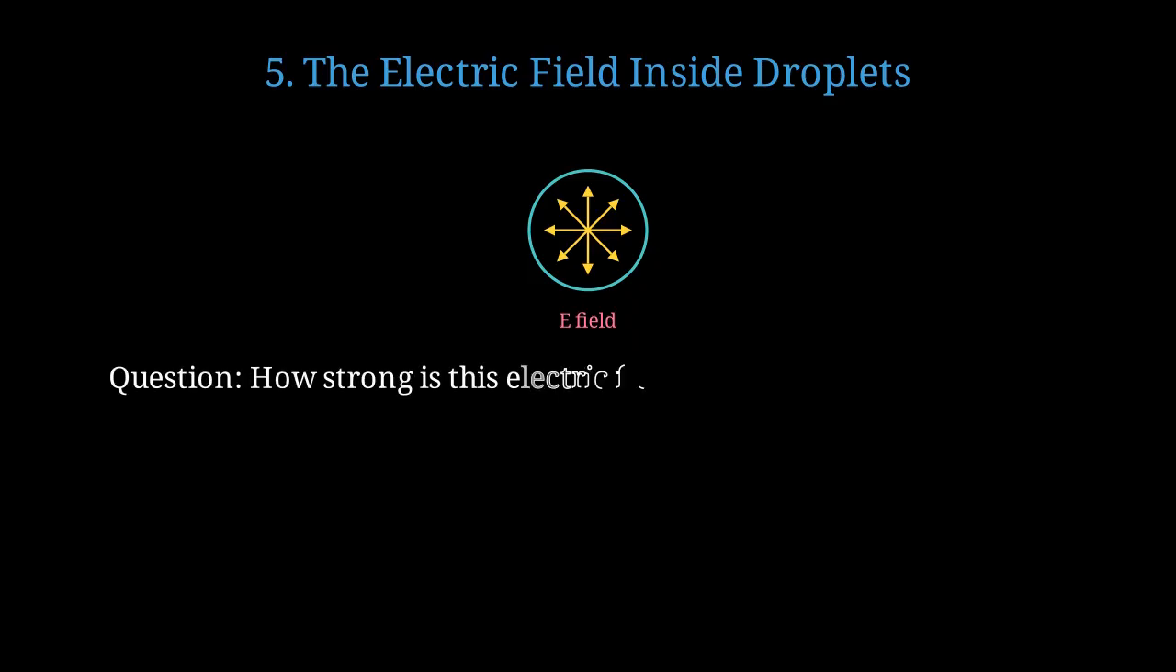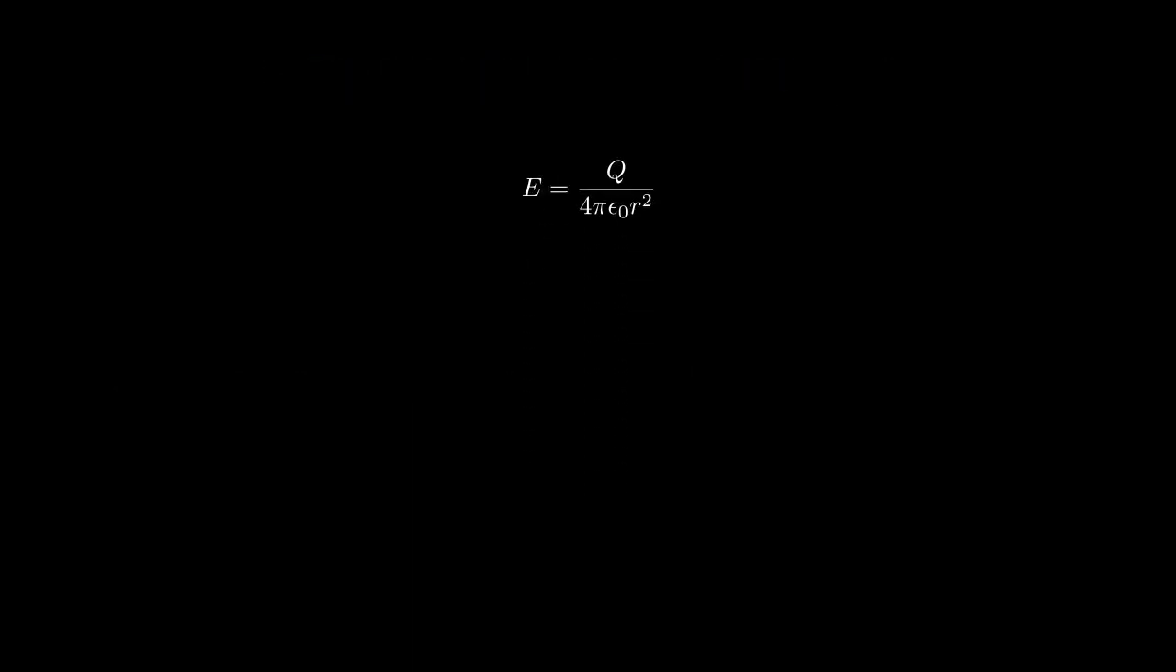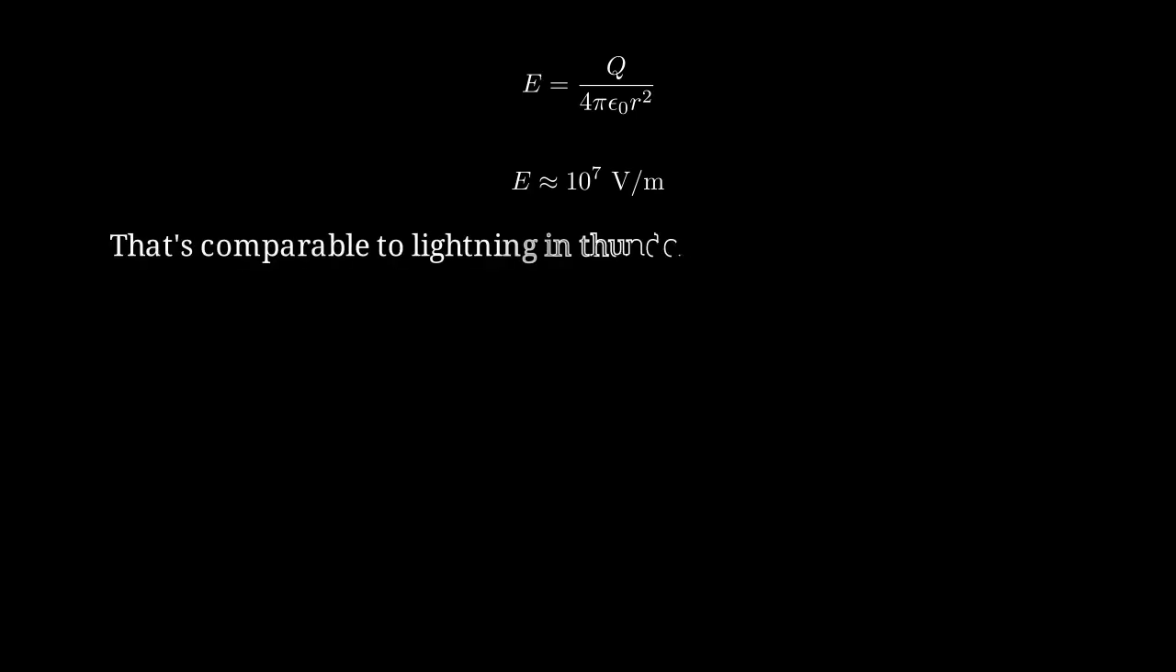How strong is this electric field inside our 10 micrometer droplet? The electric field at the droplet surface is given by Q over 4 pi epsilon 0 r squared. For our droplet, this gives an electric field of about 10 million volts per meter. This is comparable to the electric fields in lightning bolts during thunderstorms. That's why we call it microlightning.